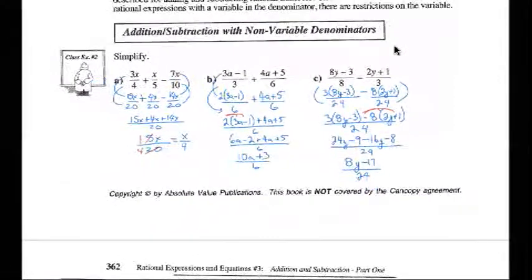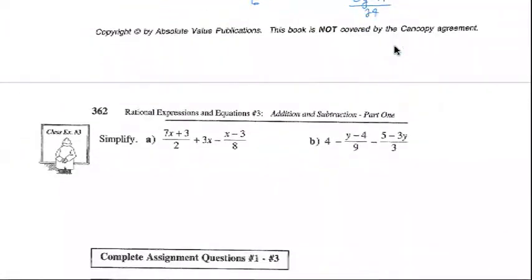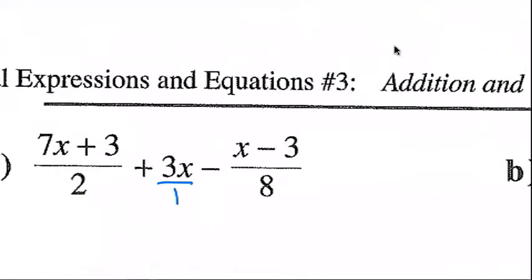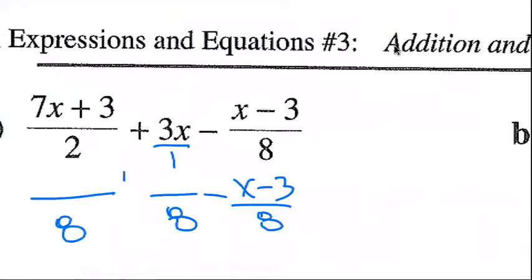Moving on, question number 3, example 3. (7x plus 3) all over 2 plus 3x minus (x minus 3) over 8. My common denominator is, remember, what's this 3x on? This 3x is on 1, we just never write it. My common denominator is 8. So this (x minus 3) on 8 doesn't change. This has to change. This has to change.